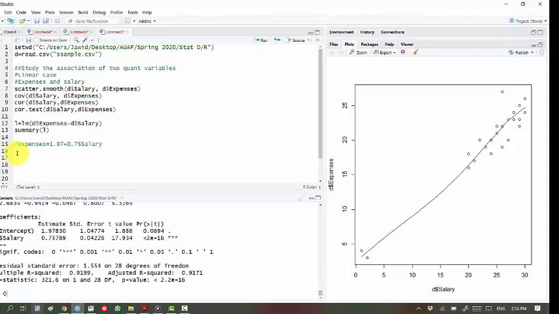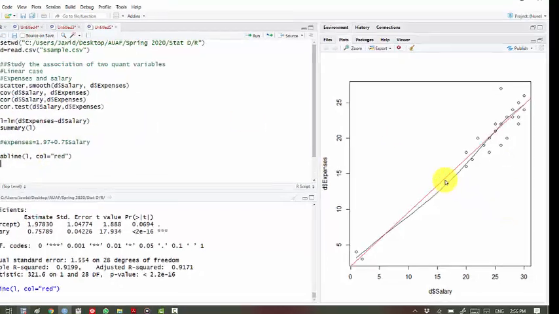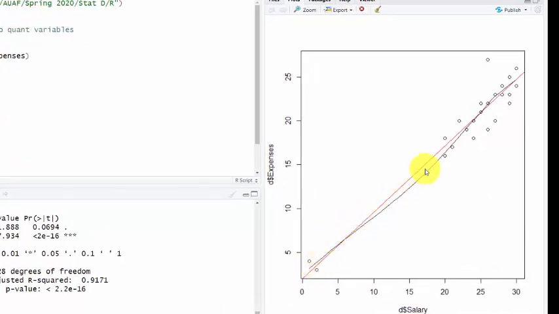To see the linear fit visually, I use a function called abline(l), which is this linear model l, and just use a different color for it, col equals red. So now you see here in the graph, this black line is the observed values, and the red line is the fitted values or the predicted values from the linear model. Now you see not a lot of difference between the black line and the red line.